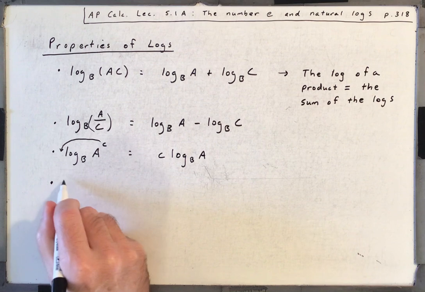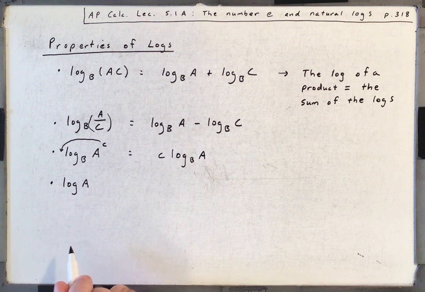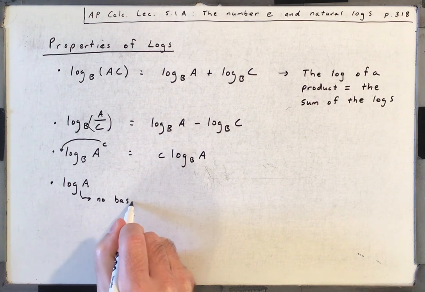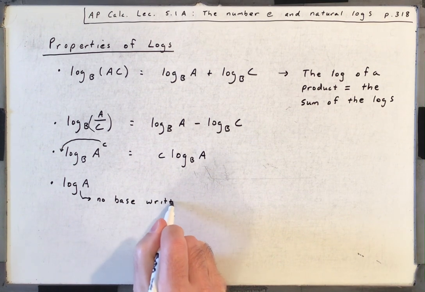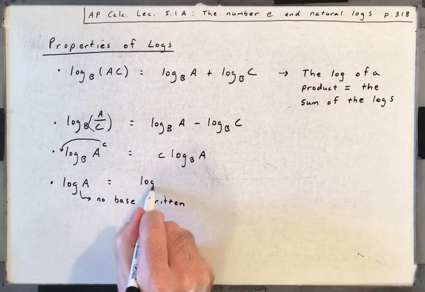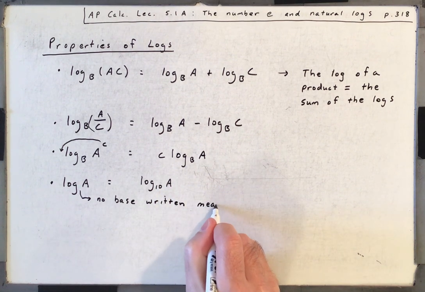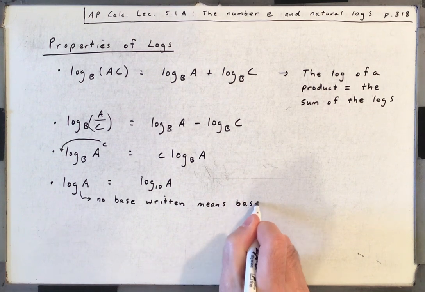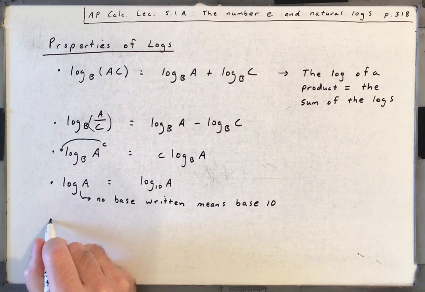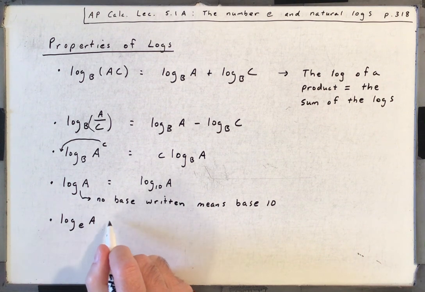All right, if you see log with no base, it just says log a or something like that, do you remember what that means? You have a button on your calculator for that. That just means log base 10 of a. No base written means base 10. All right, log base e of a is the natural log of a.